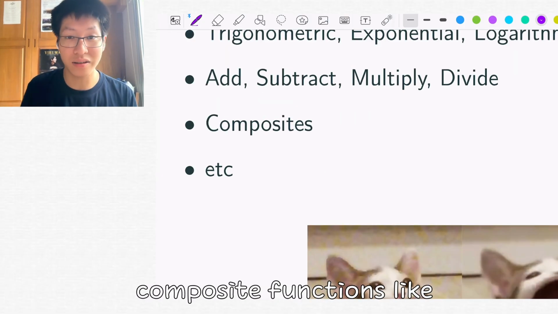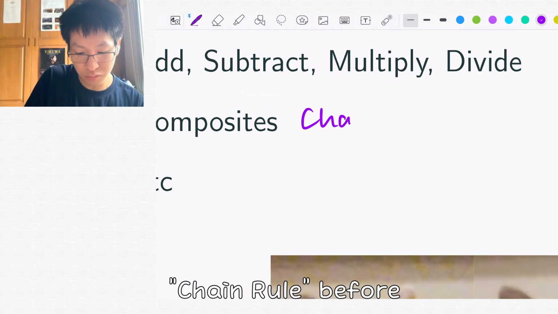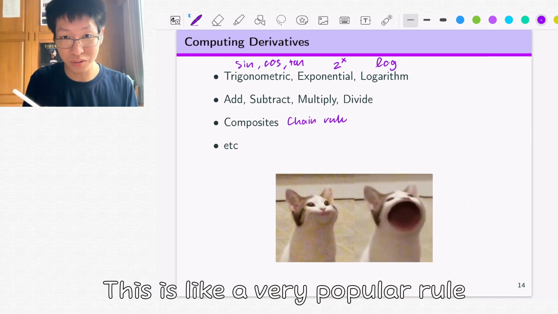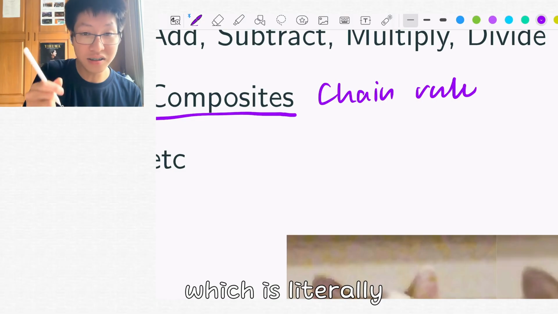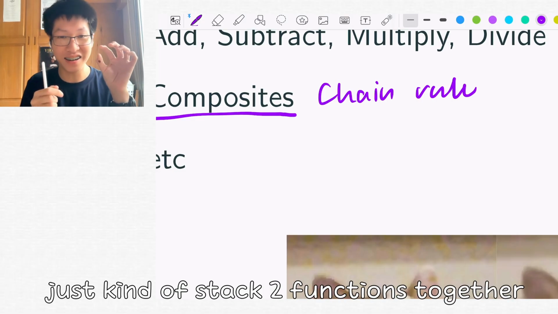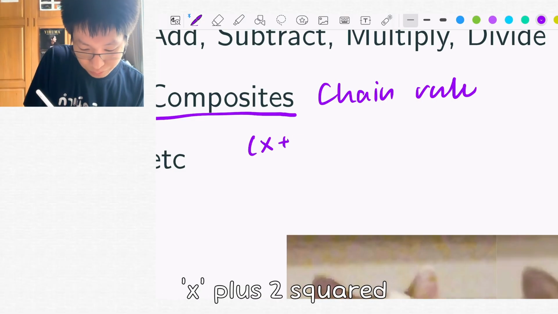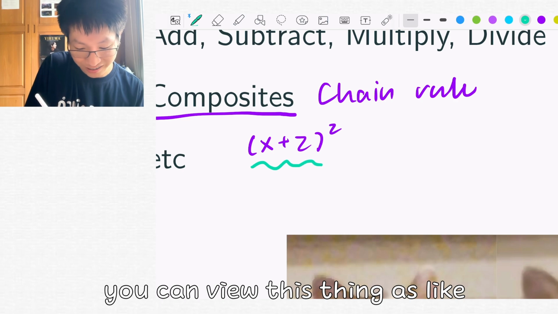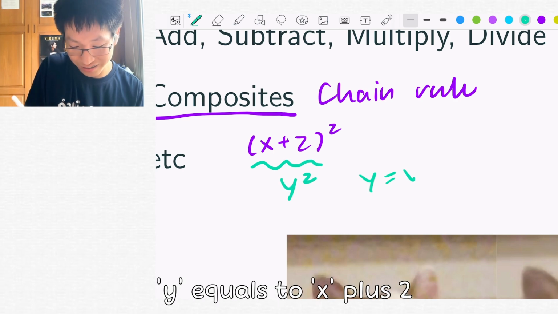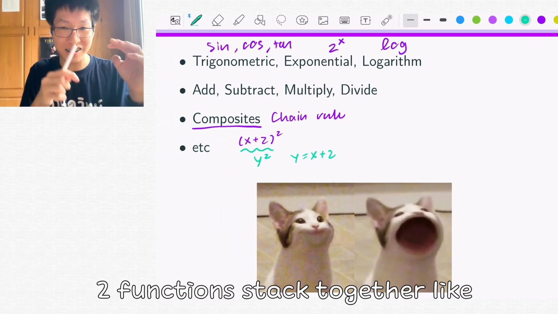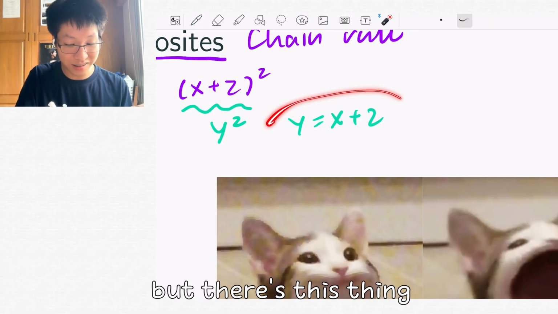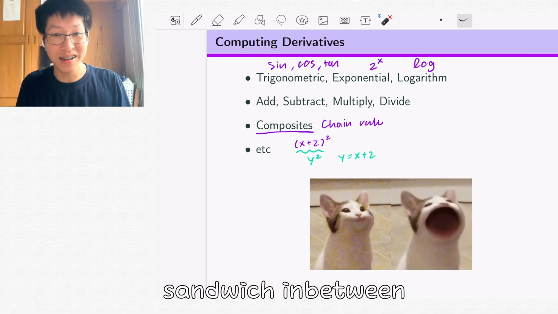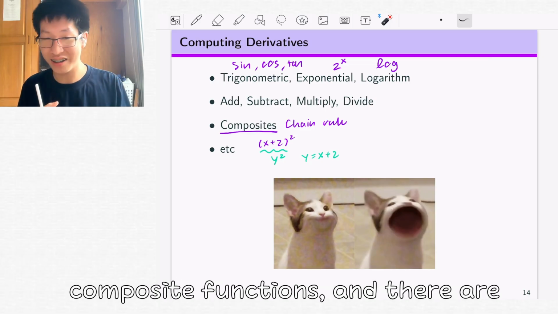There are also things like composite functions. If you have ever heard of the chain rule before, this is a very popular rule in calculus to approach composite functions, which is literally just stacking two functions together. For example, in this case, x plus 2 squared. You can view this as y squared, where y equals x plus 2. So it's two functions stacked together. There's a square function here, but there's this thing sandwiched in between. So that's the idea of composite functions.